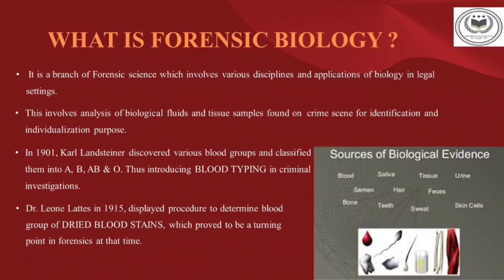Moving forward in this presentation, we will focus majorly on forensic biology. Forensic biology involves various methods of biology in criminal and civil cases. In forensic biology, various biological fluids such as blood, saliva, urine, semen, sweat, etc. are analyzed. Blood typing was first introduced by Karl Landsteiner in 1901, who classified various blood groups into blood group A, blood group B, blood group AB and blood group O. Various tissue samples and hair samples are also found at crime scenes, which are analyzed for identification purposes.